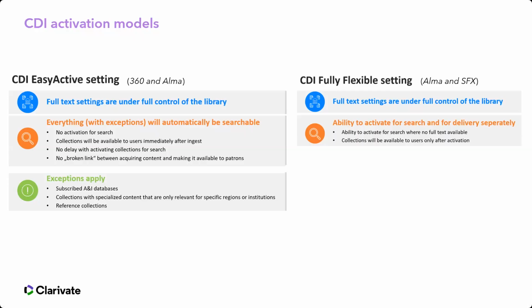The two settings are available for Alma customers. Most existing Alma customers have the fully flexible settings. This is because they migrated at one point from an older system, and that had this control. Most of the new customers, because it is much easier, you don't need to do any search activation, will get the Easy Active setting.